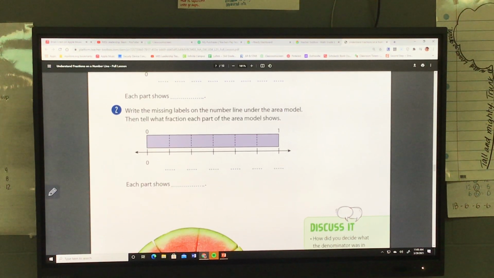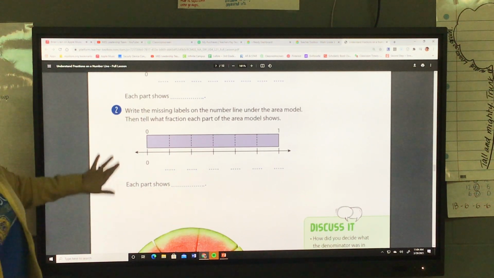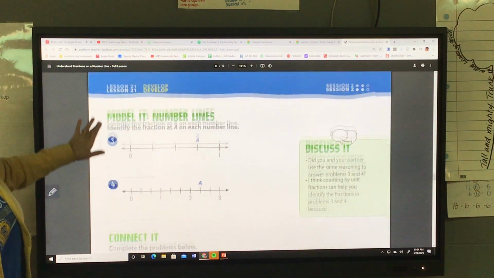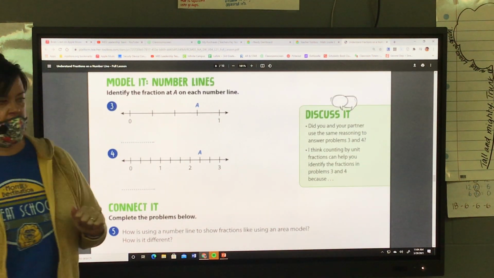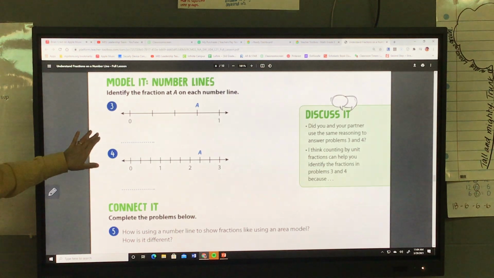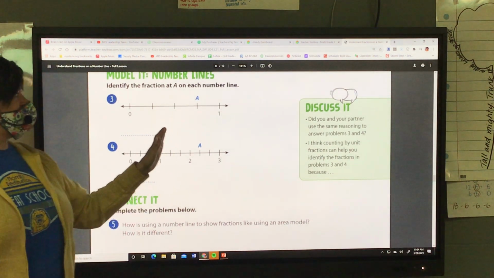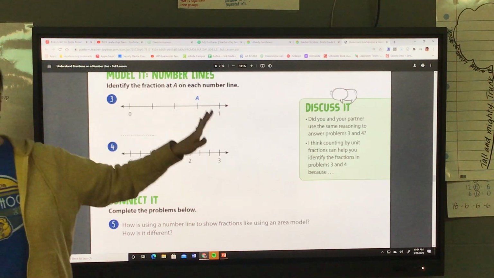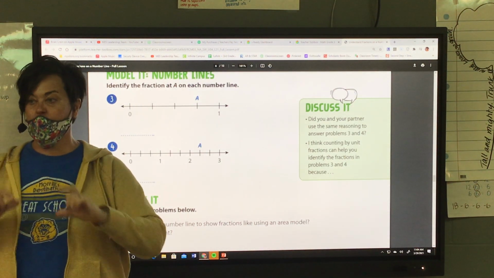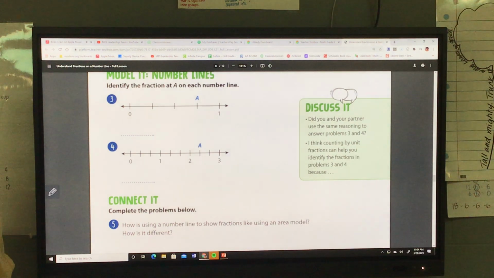So continuing on with math. We are ready to turn it over to the back side of that page if you haven't already, to number 3. Now, what we're going to do here is write the fraction for where A is located on this number line.